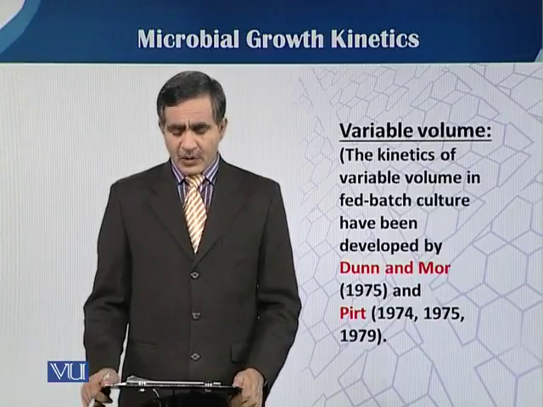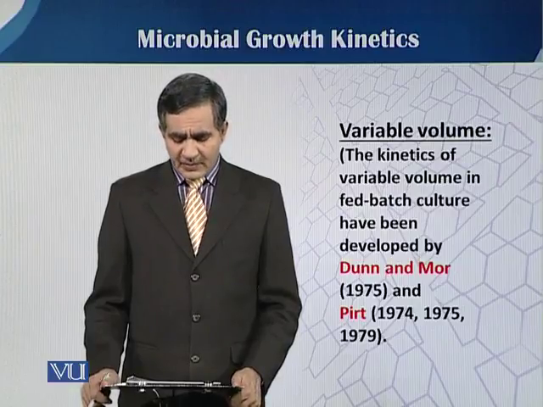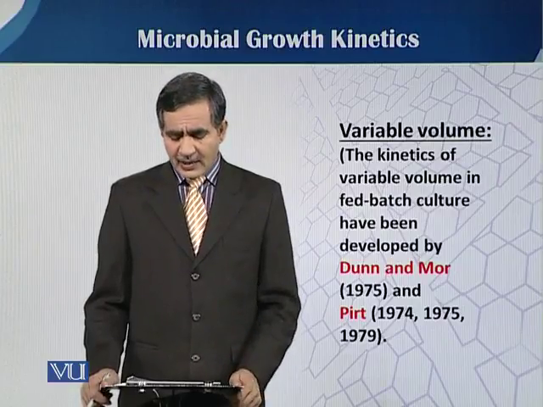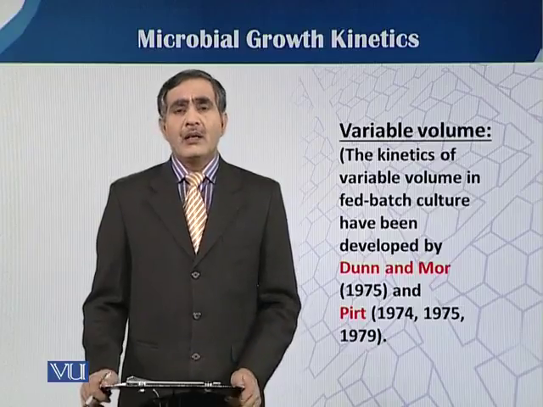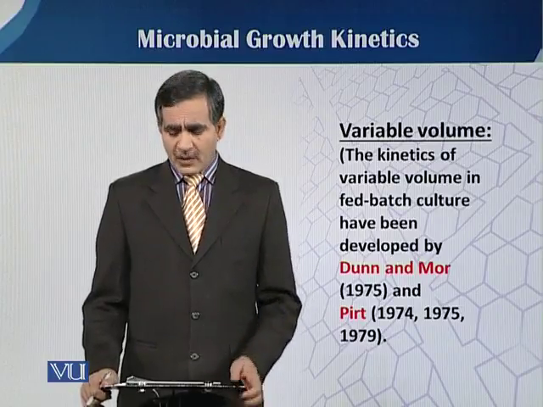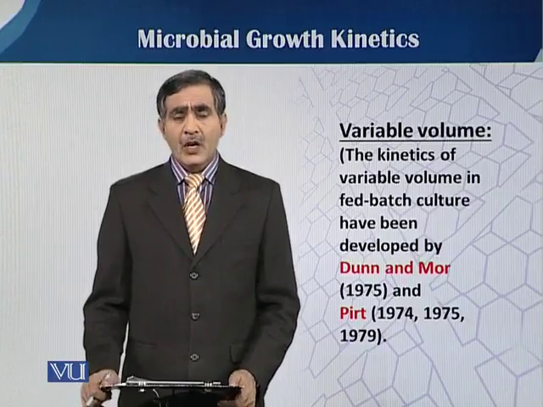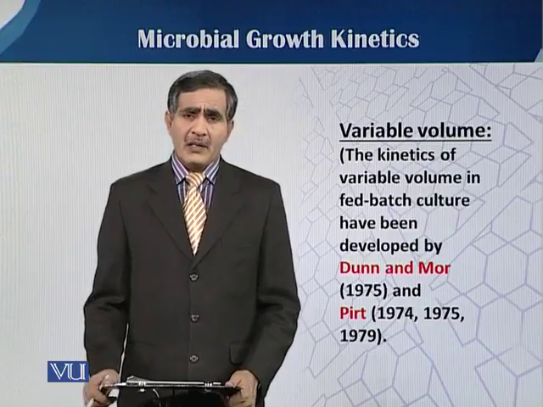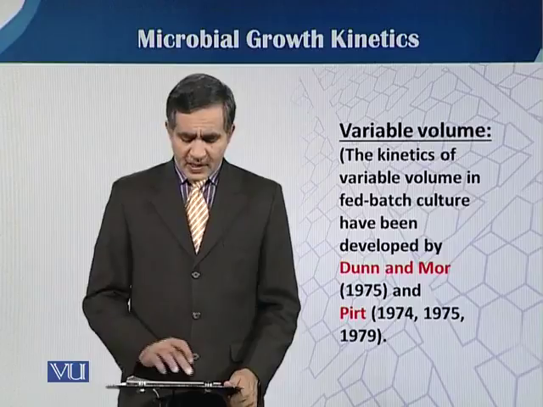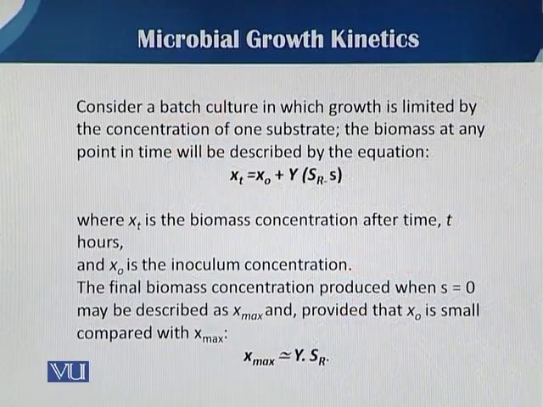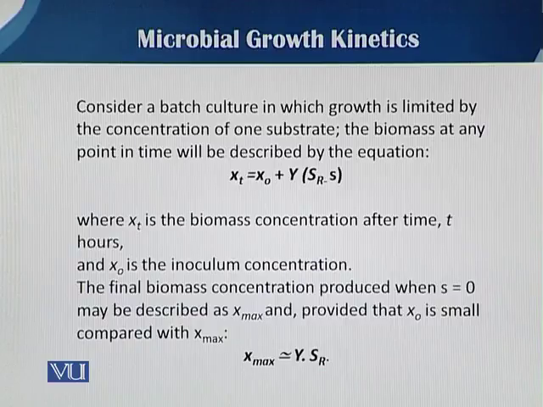scientists, as reported by Dunn and Moore 1975, and Pirt, who discussed it in detail and published his research work in 1974, 1975 and 1979. So we will discuss in detail with respect to Pirt 1975 and 1979. So when we talk about the fed batch with variable volume, just consider a batch culture in which growth is limited by the concentration of one substrate, which we call the limiting substrate.